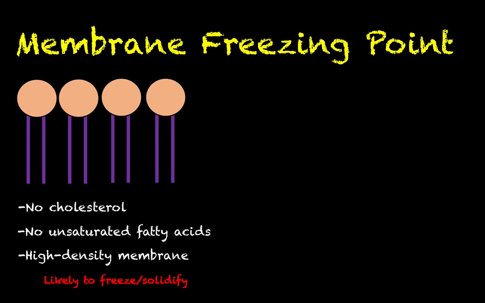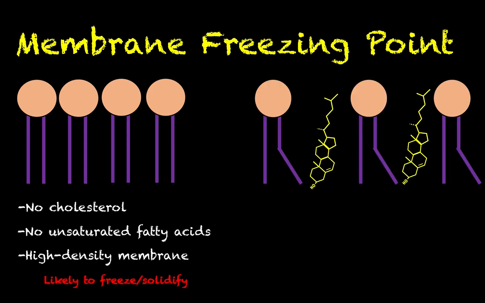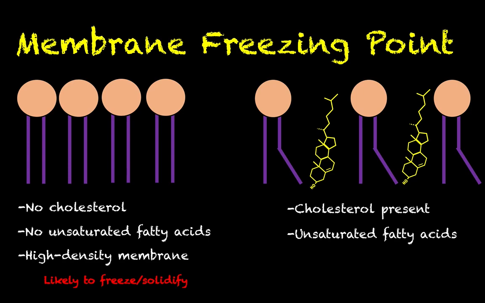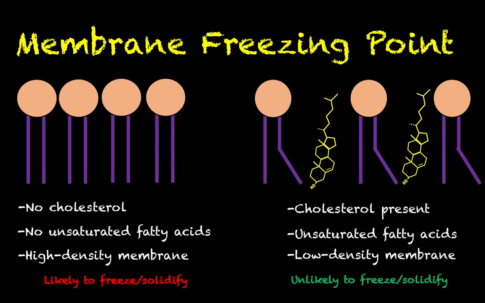However, thankfully for us, this is not what our phospholipids look like in the membrane. Rather, our phospholipids look a little bit more like this. There is cholesterol that wedges itself into the hydrophobic core of the membrane, forcing those phospholipids to space themselves out a little bit further. You do have the presence of unsaturated fatty acids, which again have these kinks that cause the phospholipids to space themselves out a little bit more. And this results in a more low-density membrane, and at a lower density, the cell membrane is a lot more unlikely to freeze or solidify at normal body temperature.